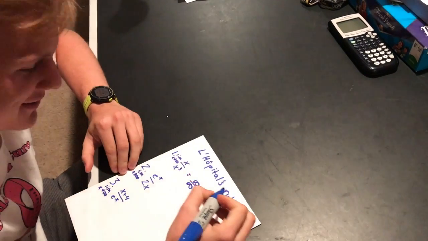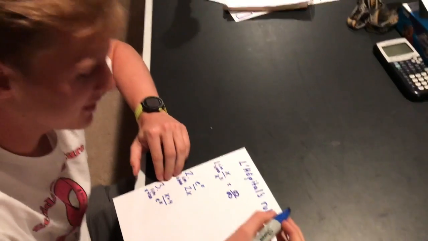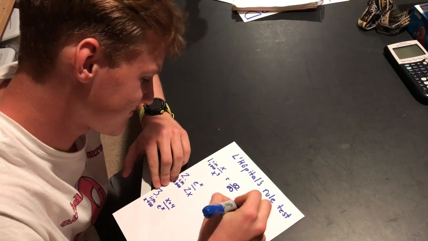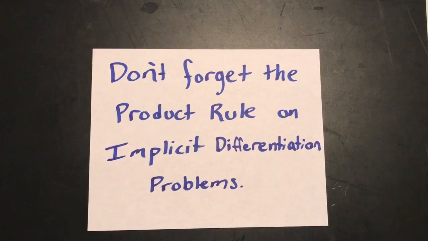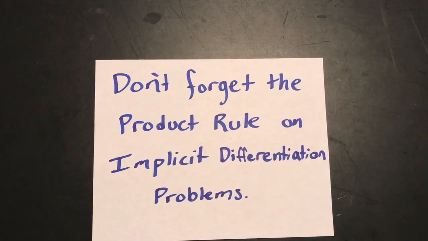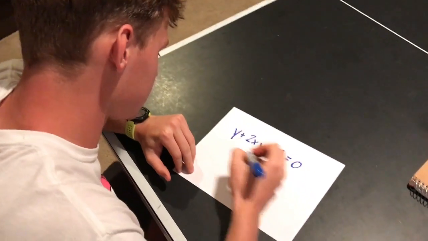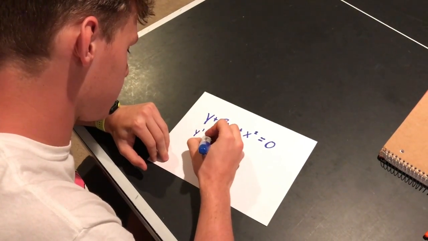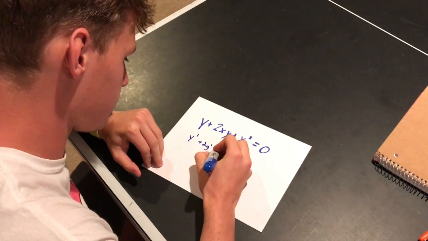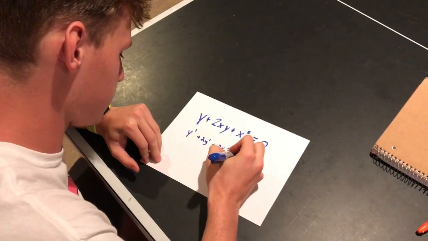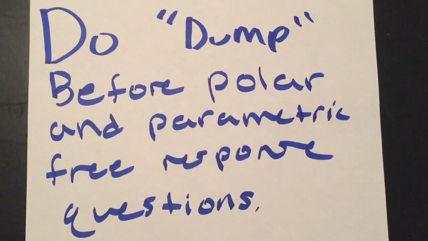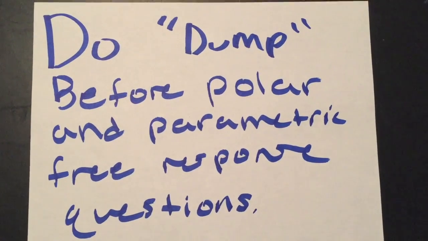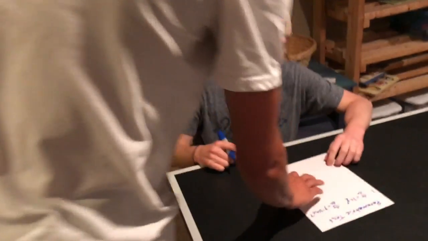Wait, infinity over infinity? Oh, L'Hopital's rule. Don't forget the product rule on implicit differentiation problems. Gee, when do these get so easy? Do dump before polar and parametric free response questions. Okay, Pat, here's your parametric test. Good luck. Thank you.